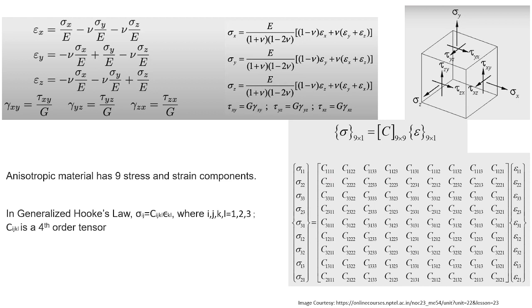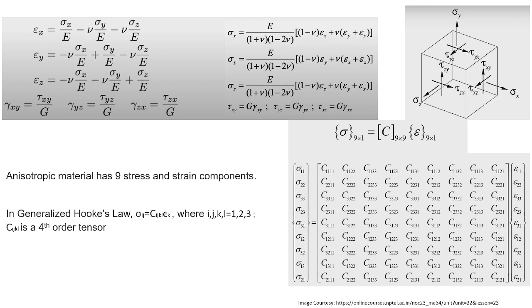Next, we can take one composite. Next, we will discuss the stress-strain relationships of the composite. A substance which has different properties in different directions is known as an anisotropic material. So first we will define different materials that are present in the environment.